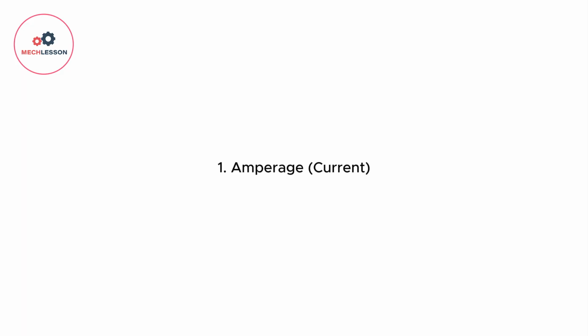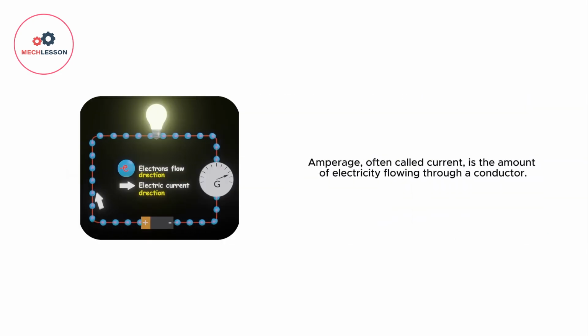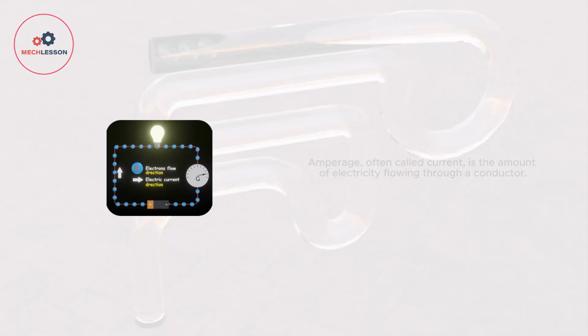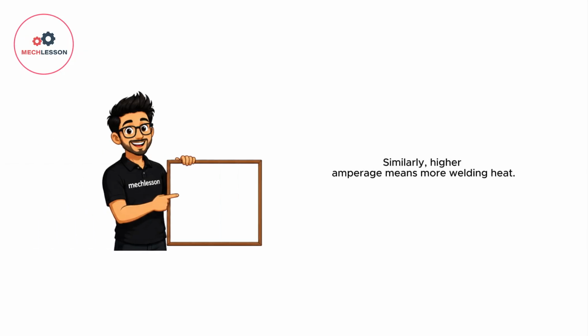1. Amperage, current. One of the first terms every welder encounters is amperage. Amperage, often called current, is the amount of electricity flowing through a conductor. Think of it like water flowing through a pipe. The more water flowing, the greater the force. Similarly, higher amperage means more welding heat.